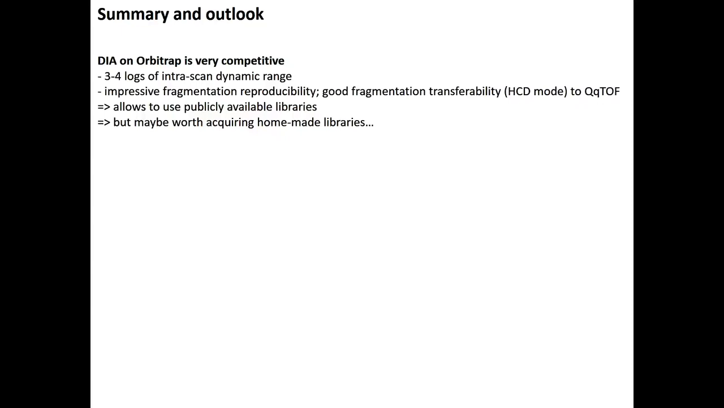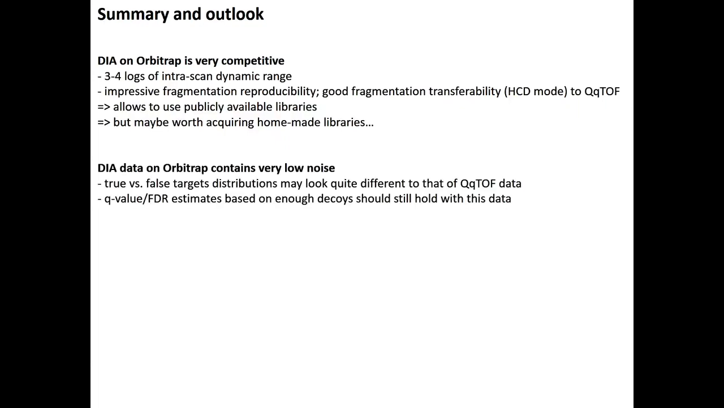You can transfer the data between machines quite well as long as you use HCD mode, so it allows you to use publicly available libraries. But the machine has such good fragmentation reproducibility that, if you want to leverage it, it might be worth considering reacquiring homemade libraries with the exact same fragmentation that you have on your instruments. There you would leverage by far the best the relative intensity of fragments for the scoring of the peaks, as we've seen this morning. So it might be worth considering using homemade libraries.